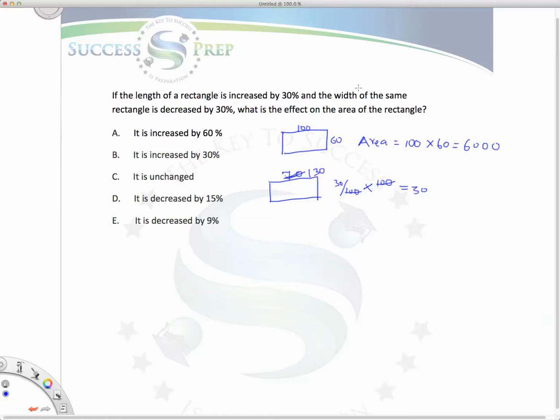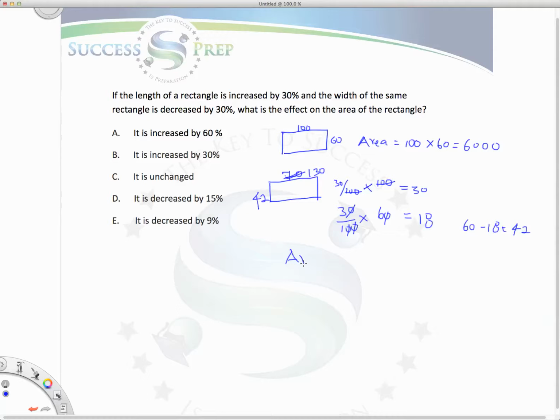And then it says the width was decreased by 30%. So I'm going to look for 30% times 60 in this case, which is the width. I'm going to lose the zeros. 3 times 6 is 18. So in this case, we have a decrease of 18 from 60. So 60 minus 18 would give us a side of 42. So the new side on this rectangle is 42.